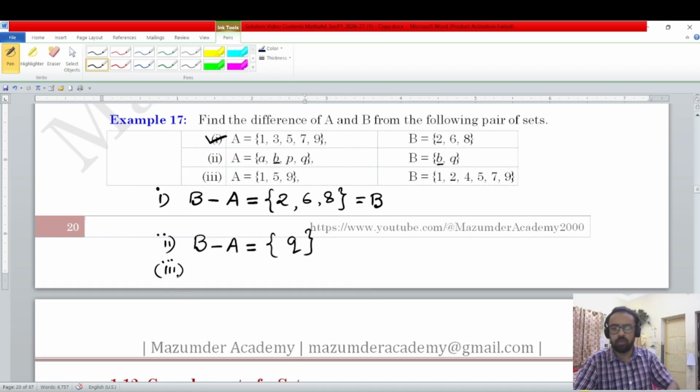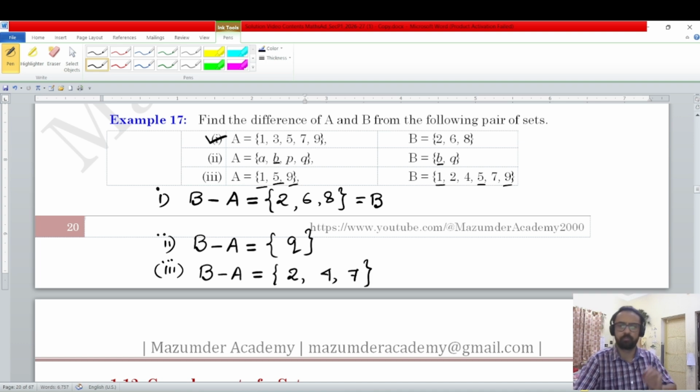Similarly, if I answer the third question, B difference A, remove their common elements: 1 common, 5 common, 9 common. Okay, so remove them. What will be the remaining? 2, 4 and 7. Similarly, if it is asked to find A difference B, you can find it the same way.